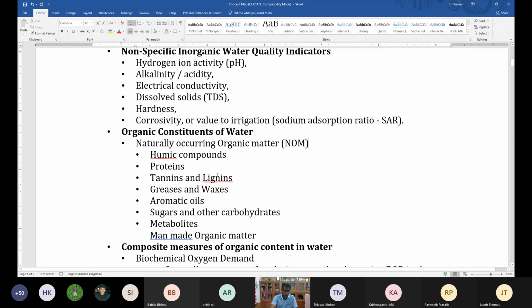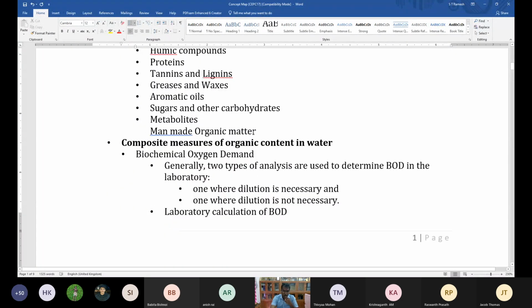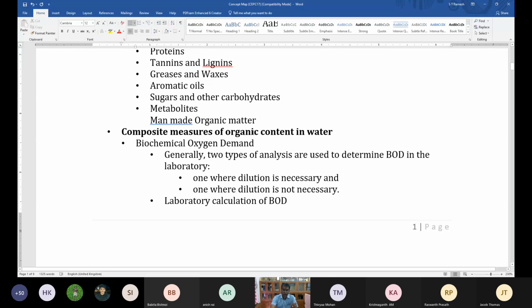Okay, that is because it may be present in the soil, because of microbial activities or because of anaerobic decomposition. There could be humic compounds, proteins, tannin and lignin, grease and wax, aromatic oils, sugars and carbohydrates, metabolites, and man-made organic matter even. Plus, you may have so much man-made organic matter also. So we will be discussing a little bit on organic constituents in water. Please remember, typically speaking, water should be free from organic contaminants. And if there are any organic contaminants in the water, how to measure organic content in the water?